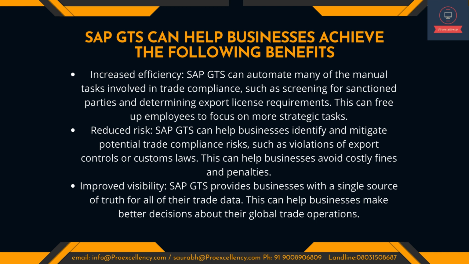Reduced risk. SAP GTS can help businesses identify and mitigate potential trade compliance risks, such as violations of export controls or customs laws. This can help businesses avoid costly fines and penalties. Improved visibility. SAP GTS provides businesses with a single source of truth for all of their trade data. This can help businesses make better decisions about their global trade operations.